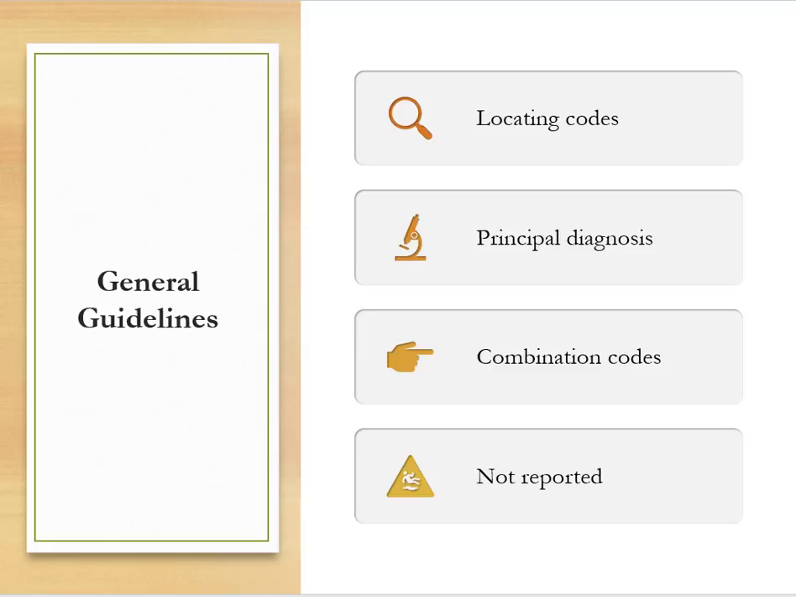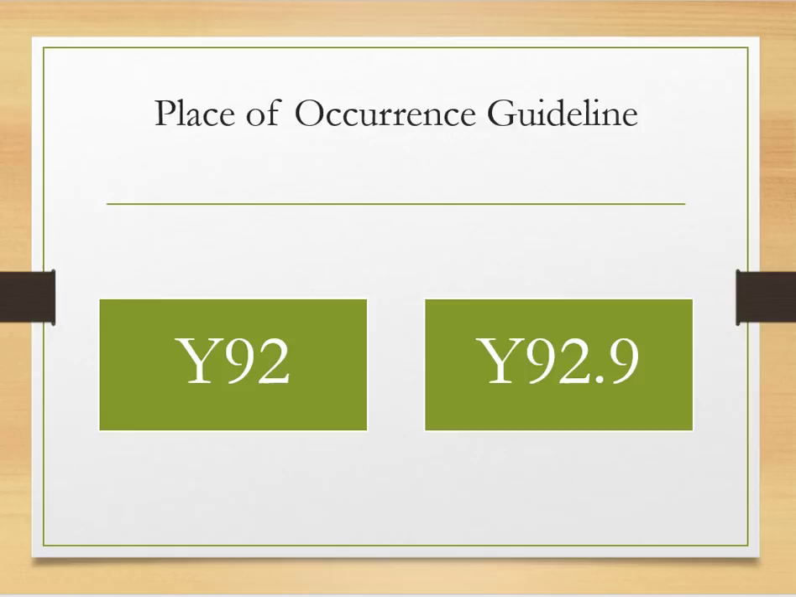Place of occurrence codes are in category Y92. And again, they are secondary codes for use after other external cause codes, specifically to identify the location of the patient at the time of injury or other condition. When you're in your index, the external cause index, you're going to go to the main term of place of occurrence, and then you'll look at the different options that are there.